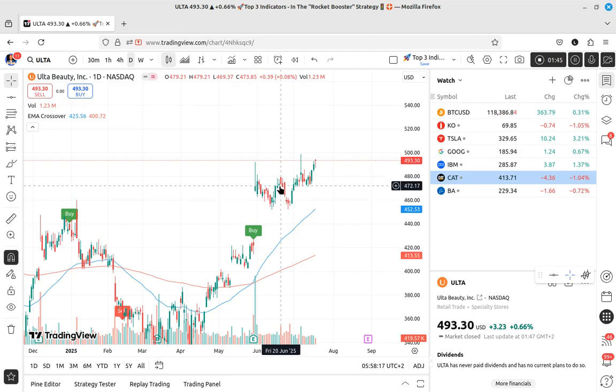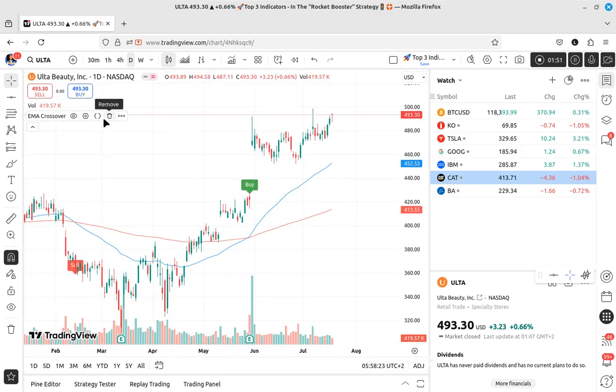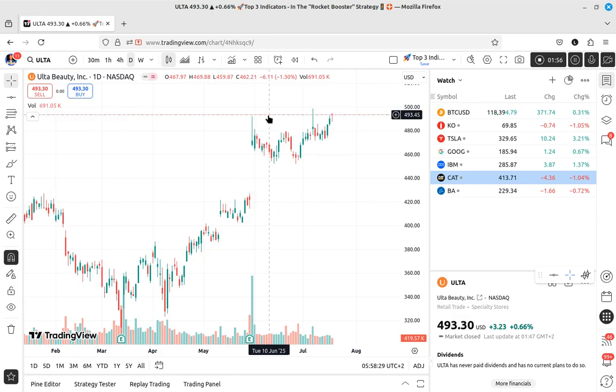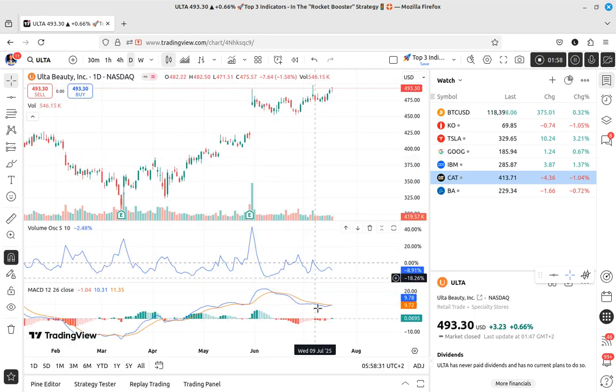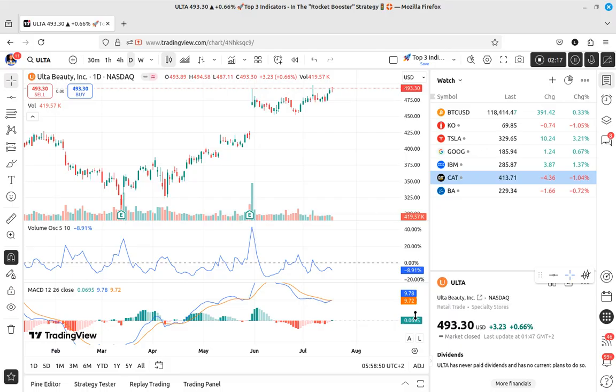Now, when it gaps up, there are other indicators that you can use to help you understand. The other indicators are here: the volume oscillator and the MACD. As you can see, this MACD is showing a bullish signal where the level line has crossed above the signal line, and then it gives a green histogram bar right there. And finally, the volume oscillator should be below 0%.